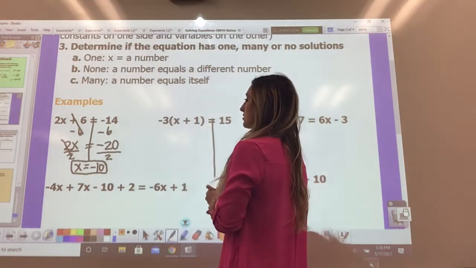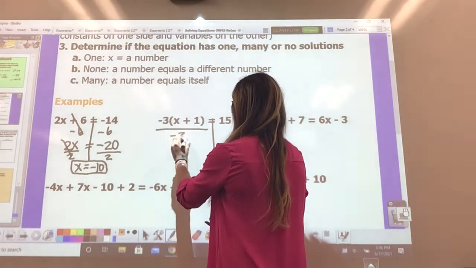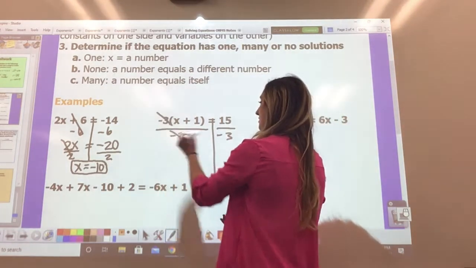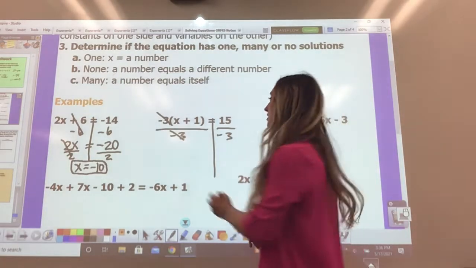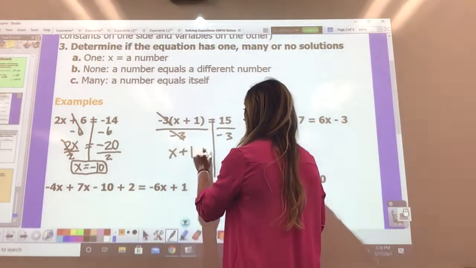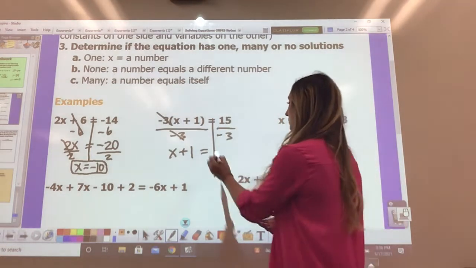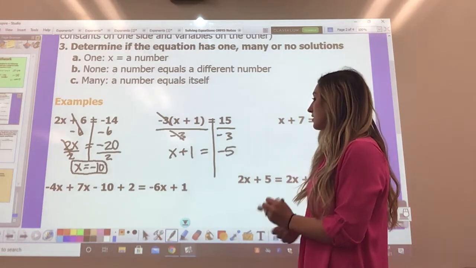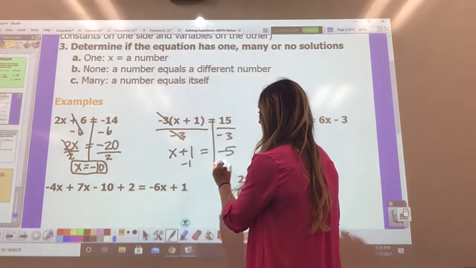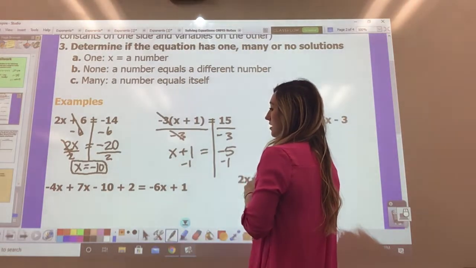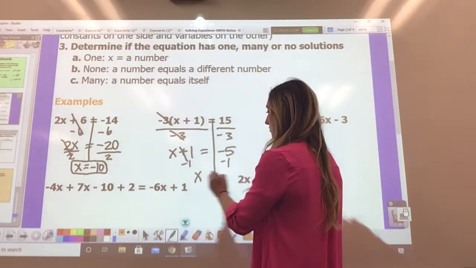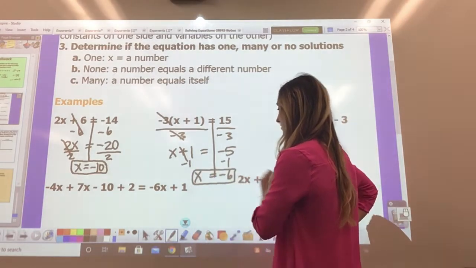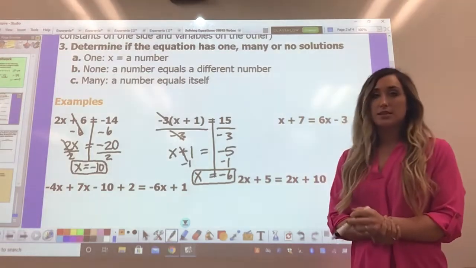So, like I said, x plus 1 is being multiplied by negative 3, so to undo that, I'm going to divide both sides by negative 3. The times and the dividing by negative 3 cancel out, leaving me with just this x plus 1 equal to 15 divided by negative 3, which is negative 5. And from here, subtract 1 on both sides. Minus 1, plus 1 and minus 1 cancel out, leaving me with x like we want. Negative 5 minus 1 is negative 6. So x equals negative 6 there.